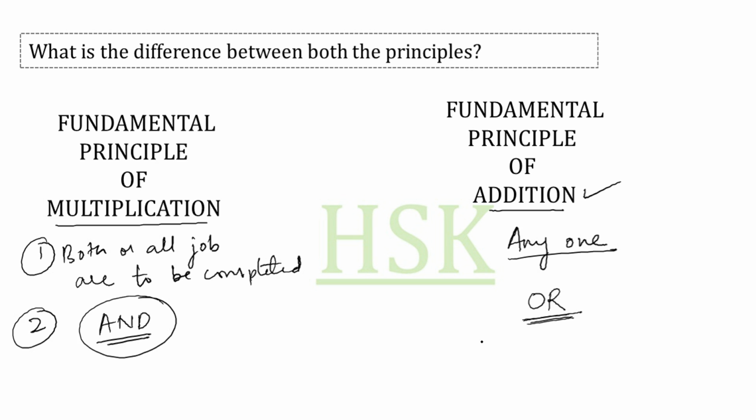For example, in the example we did, in the first case we have to select a snack and a drink. That is why we multiplied and applied the fundamental principle of multiplication. And in the second case, we selected a snack or a drink, and that is why we applied the fundamental principle of addition in that case. So this is how we can differentiate between them.